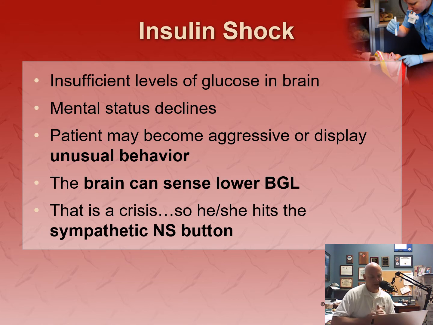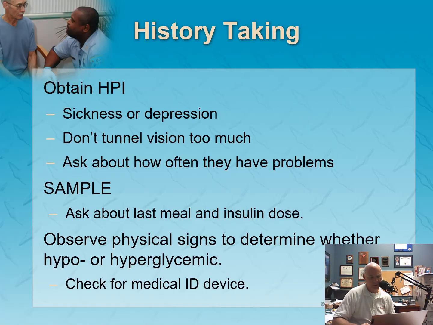So with this insulin shock, we have insufficient levels of glucose in the brain, and that mental status is going to decline. And sometimes that goes pretty fast. The patient can be aggressive, unusual behavior, and we're going to start to see the results of that sympathetic nervous system button being hit. And so we can expect them to have all of those signs like increased blood pressure, increased pulse, increased respirations, a little bit of aggressiveness. That comes from adrenaline too. And that's about it. And all the signs of shock. So I don't want to belittle that too much.